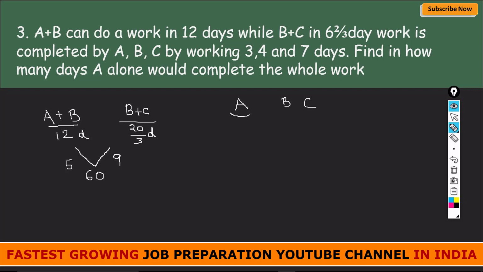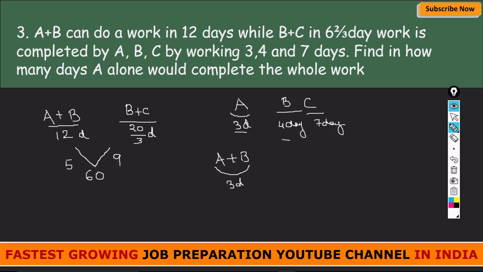They complete a work in A 3 days, B 4 days and C 7 days. So A took 3 days, B took 4 days and C took 7 days. Now in our question it was given A plus B. So if we write A plus B, 3 days work will be how much? It will be equal to 5 into 3. 5 we are getting from here. So equal to 15.